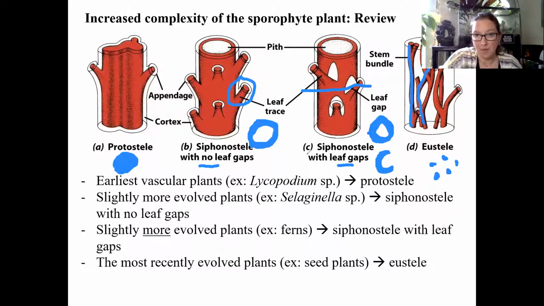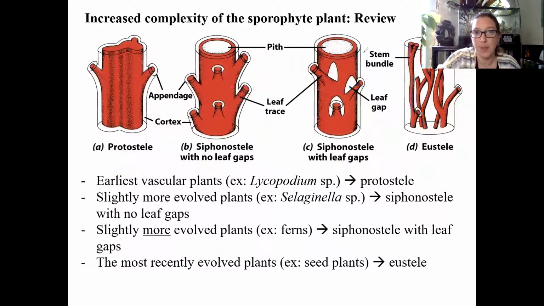And remember, the horsetails are weird in that they have kind of a combo of a siphonostele and a eustele. Horsetails are weird like that. You can go to the horsetail lecture to get reminded about that.